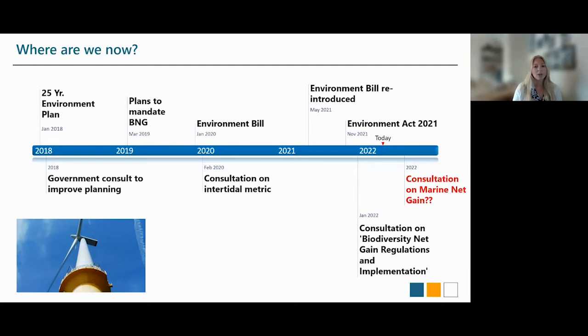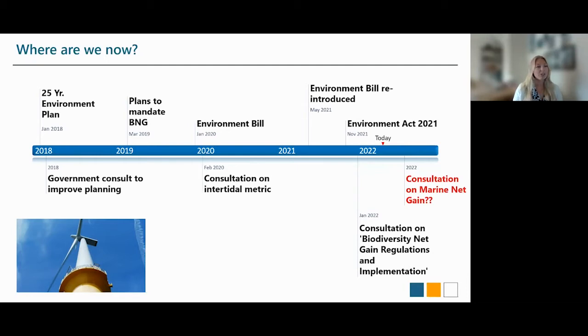Up until this point, there had been some development of a terrestrial metric, but in response, Natural England began work on their intertidal metric. And that's where the work of the Intertidal Sounding Board came in to help develop that. There was a consultation on that intertidal metric, which ran from September 2019 to February 2020, and it led to the update of the biodiversity metric, which was at the time 3.0.